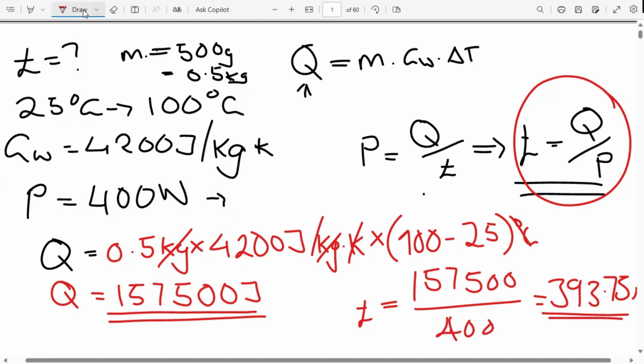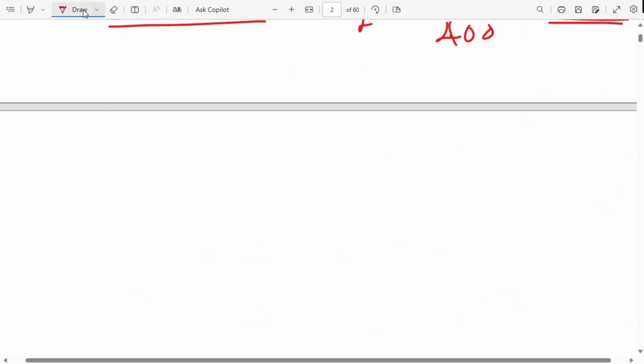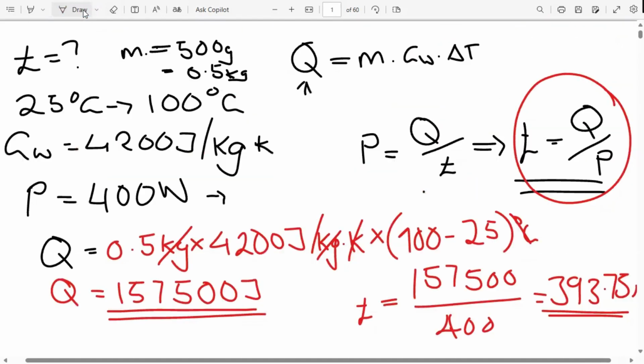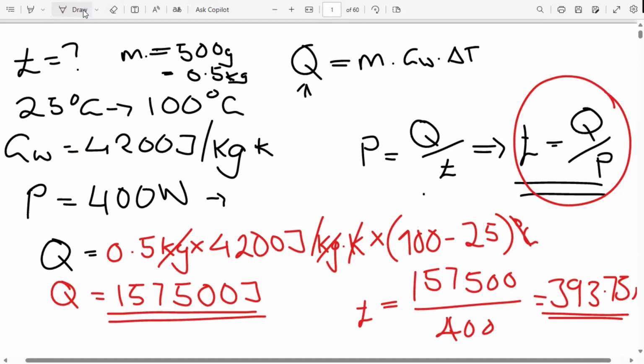degrees Celsius with a power supply of 400 watts is actually 393.75 seconds, which you can also round off to the nearest whole number to get 394 seconds. So that is the time, ladies and gentlemen. And our question 2 was asking what kind of assumptions you are going to make during this calculation, or to be able to conduct this calculation.